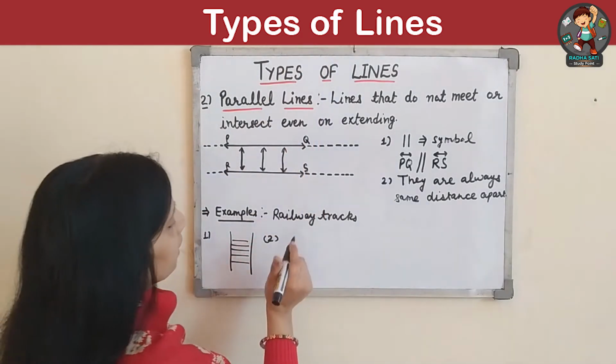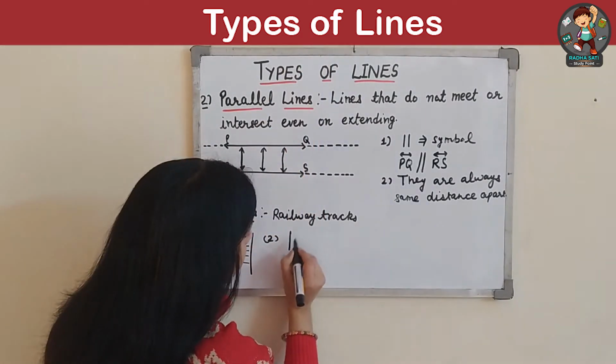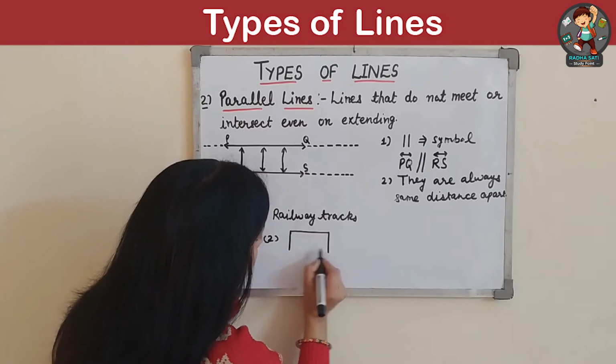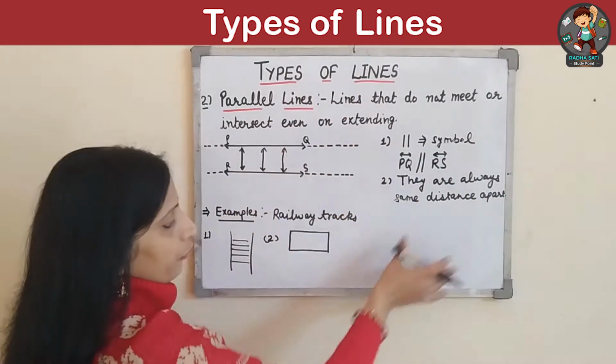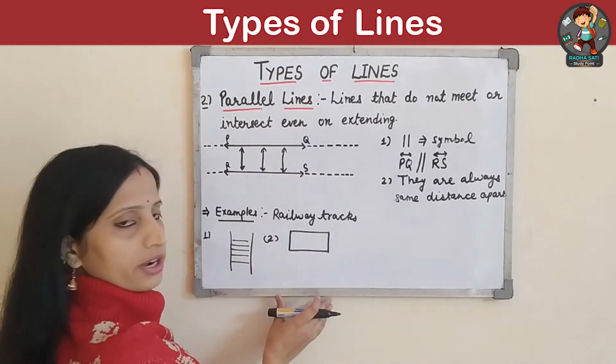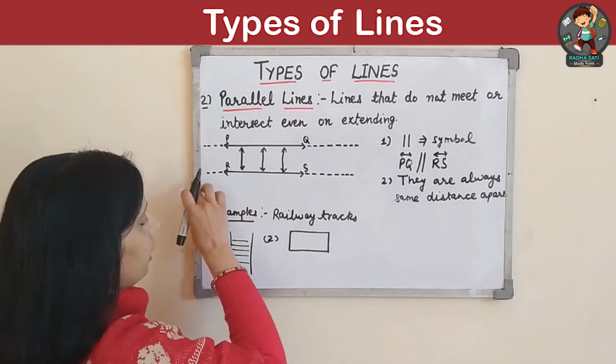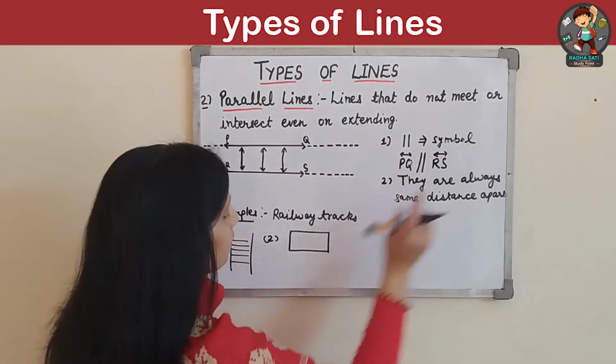For example, in some 2D shapes you can see, if this is a rectangle, in a rectangle you can see the front face of this whiteboard is also rectangular in shape. So here also you can see this side is parallel to this side.